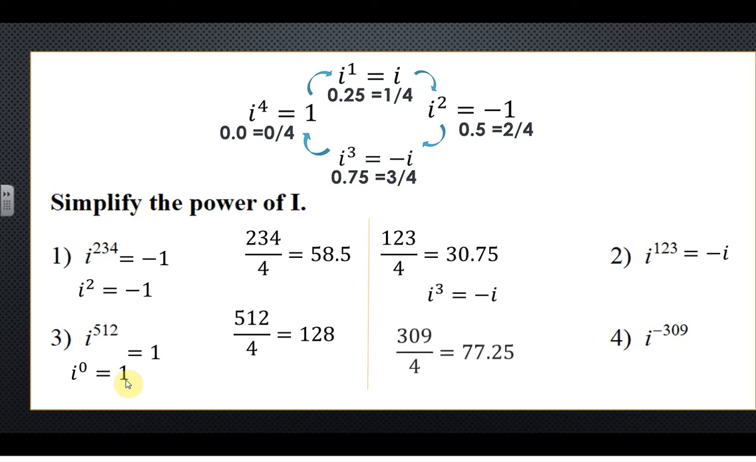Okay, 4 is a little bit different because there's a negative. So you still take 309 and divide by 4. You get 77.25. Okay, so we're in the first power. So that's equivalent to I. But what happens when you have a negative? You put it underneath. So that would just be 1 over I. And that's the power of I's.